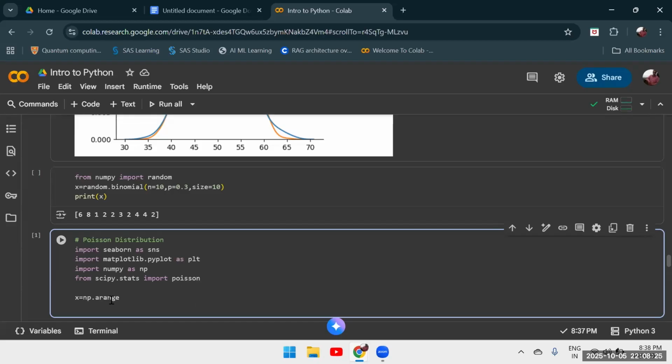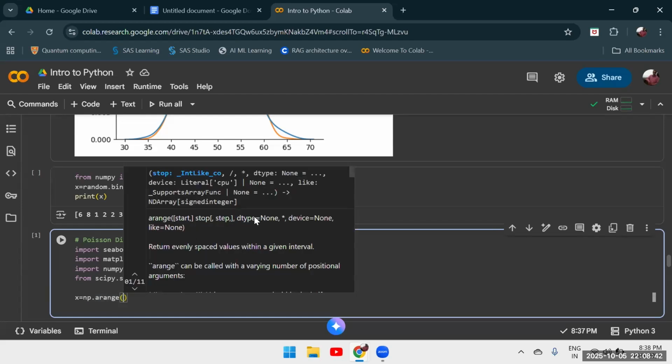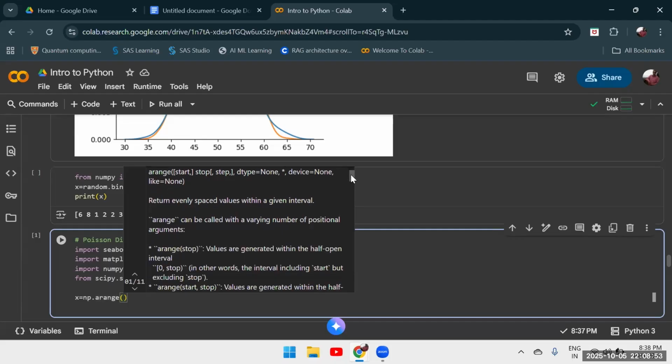This is a new method I'm going to give, not from random. What this method is going to do is, this is nothing but an arange method. It is basically going to arrange a certain set of numbers at a certain given interval.